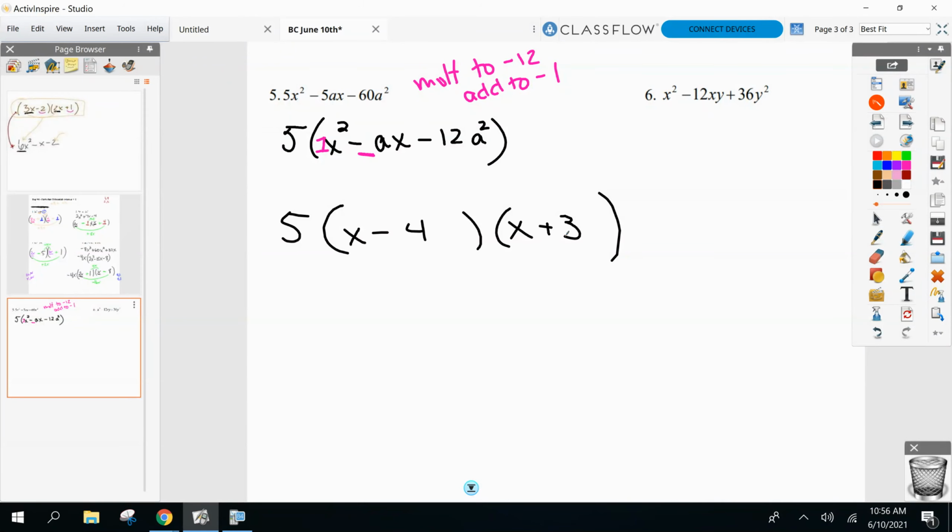We all know that's incorrect. You guys know where to put the a's. Where do you think? Look at it right now. I don't have to tell you. Where should I put the a so I get a 12a squared, and then I get a negative ax in the middle? Where's the only place I could possibly put these a's? With 4 and 3. Okay.